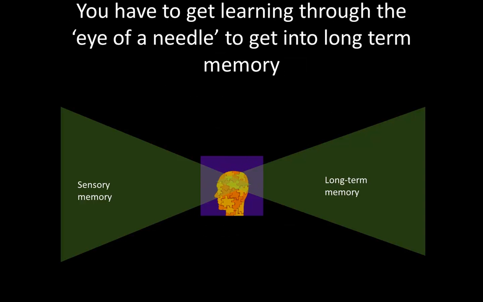This is the problem. Learning is like getting it through the eye of the needle. You have this huge sensory memory, this very large long-term memory, and it's how do you get that stuff through this eye of the needle, this little prefrontal cortex? That is a real limiting factor.